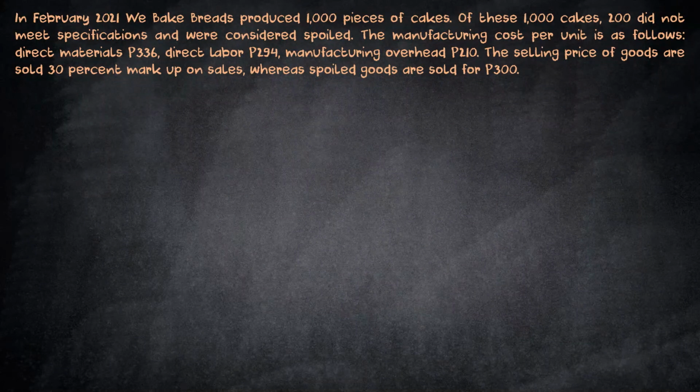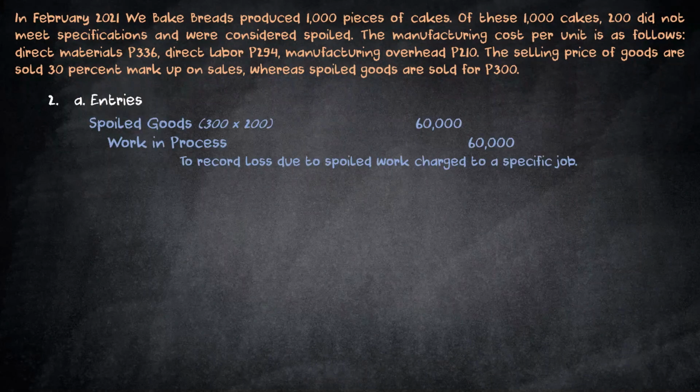Okay, so number 2 na tayo. Ang number 2 natin is charge to specific job. So, ang entry natin ay, ayan, would include a debit to spoiled goods and credit to work in process. Okay, again, kapag charge to specific job, saan natin sina-charge? Sa work in process. Since ang ating total manufacturing cost po ay nasa loob na ng ating work in process, hindi na tayo magcha-charge ulit. Dapat hindi na magcha-charge ulit.